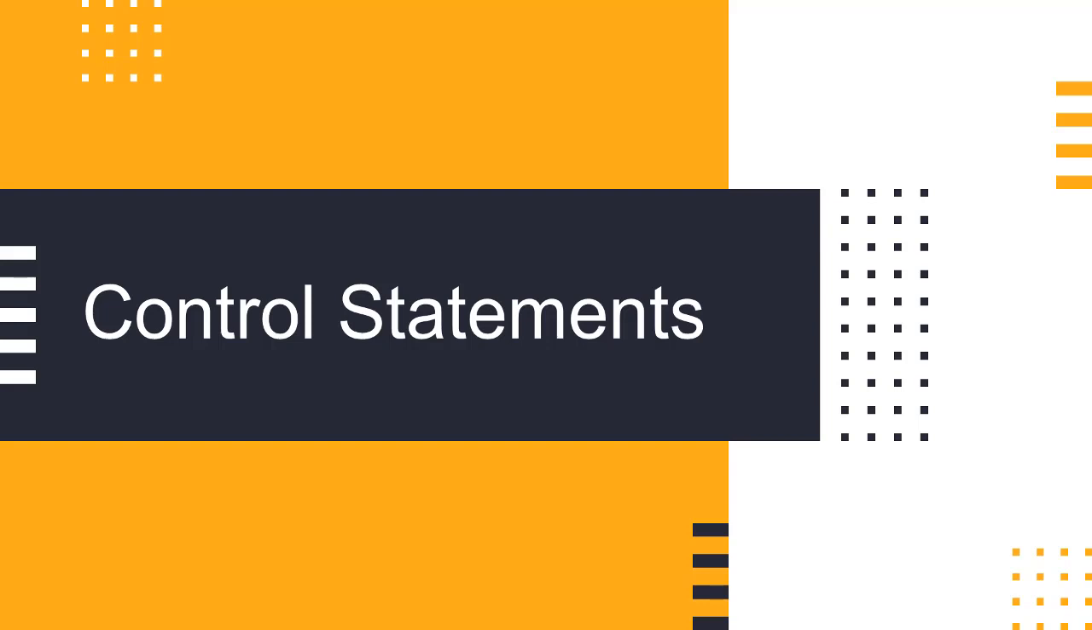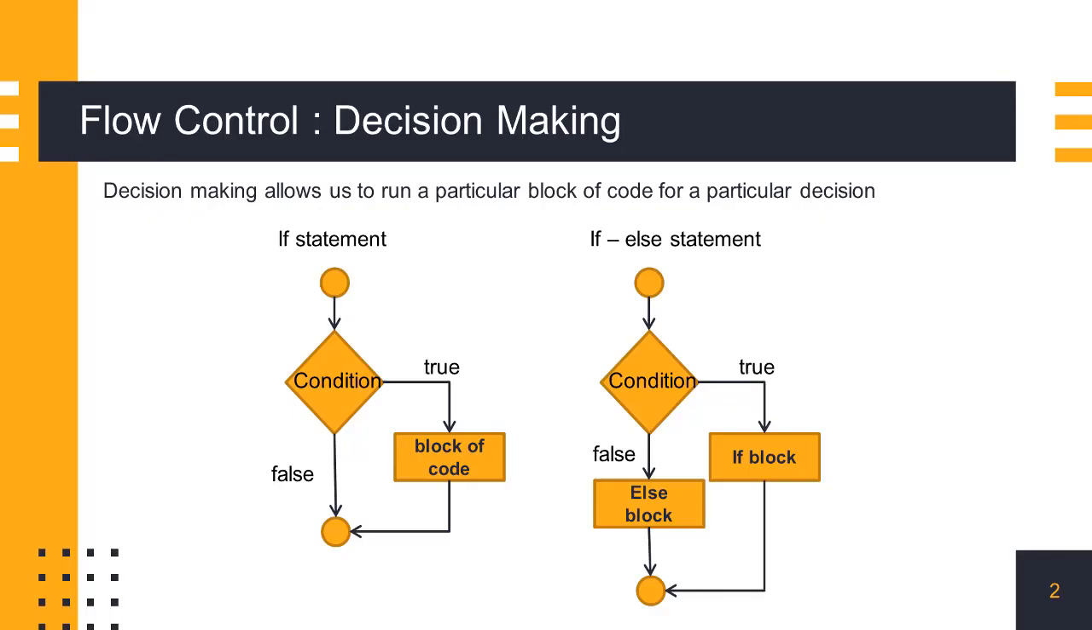In this session, we will learn about control statements used in Python language. Decision-making control statements execute a particular block of code based on some condition. If statement is a simple statement in which if the condition is true, then the block of code is executed. The if-else statement contains an else block. When the condition is true, then the if block is executed. Otherwise, else block is executed.